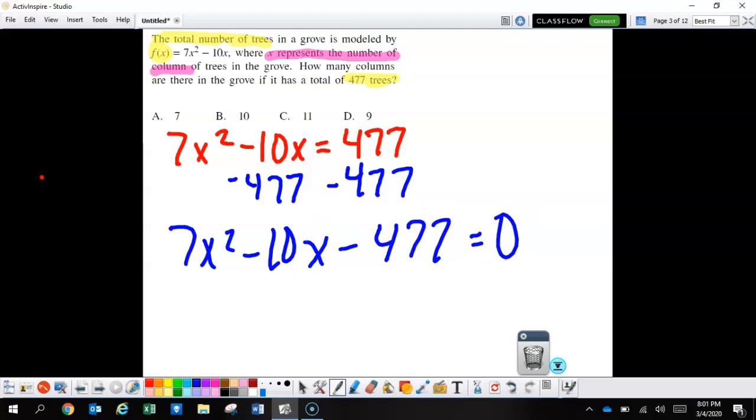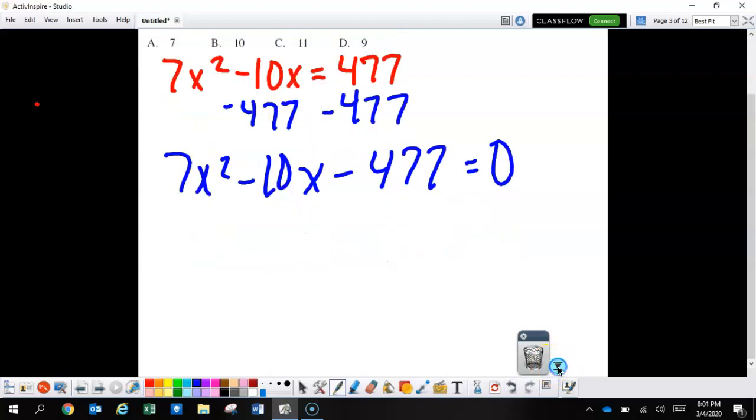Okay, now here you can do it many ways. You could factor, you could use the quadratic formula. Those are really the main 2 ways. I'll use the quadratic formula because I know a lot of you like to use that, and so I'm going to go over it.